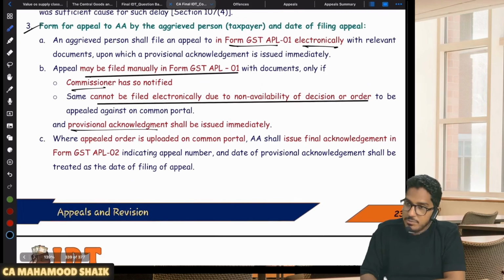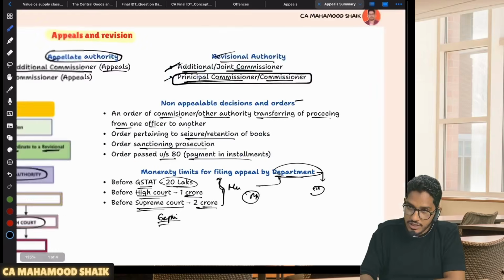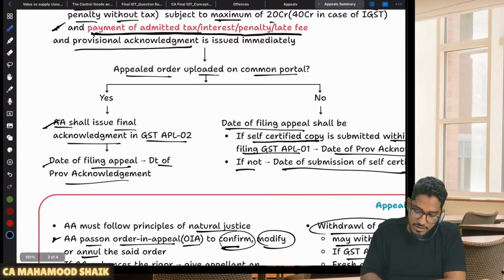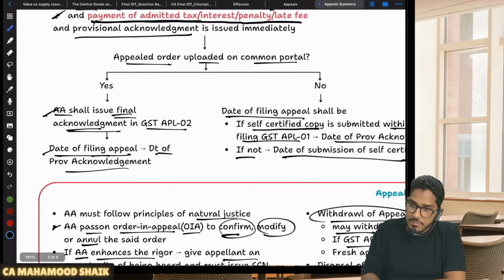Now, immediately a provisional acknowledgement will be issued. Where the appealed order is uploaded on the common portal, the AA shall issue a final acknowledgement in form GST APL 02 indicating the appeal number, and the date of provisional acknowledgement itself will be treated as the date of filing of the appeal. That's what I have told you in this case. So if the order is already issued and already uploaded on the common portal, the date of filing of appeal will be the date of provisional acknowledgement only.